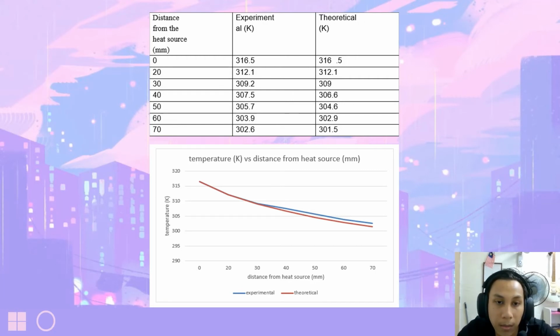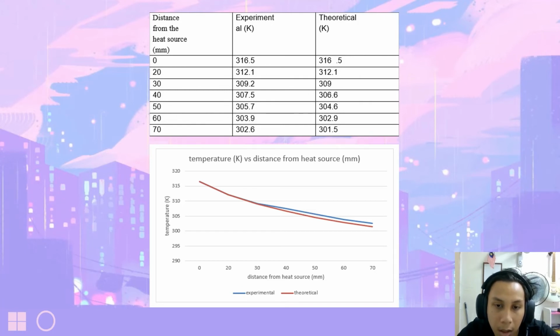And for the 40, we get 307.5 and theoretical 306.6. For the 50, 305.7 and 304.6. For the 60, the experiment we get 303.9 and the theoretical we get 302.9. For the 70, we get 302.6 and for the theoretical we get 301.5.